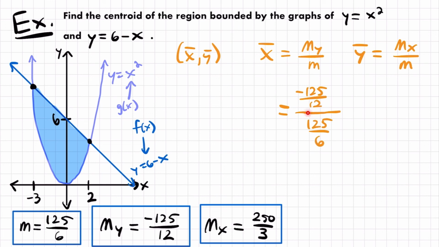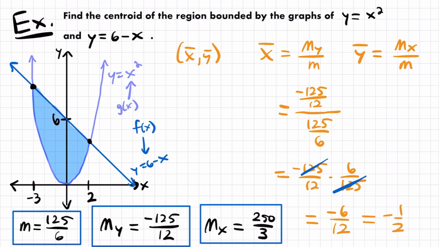But remember, dividing by a fraction is the same as multiplying by the reciprocal of that fraction. And so this is equal to negative 125 twelfths times 6 divided by 125. Now the 125 in the numerator and the denominator will cancel out. And so this is equal to negative 6 twelfths, which reduces to negative 1/2. And so x bar is equal to negative 1/2. And so far our centroid will be negative 1/2. And then let's find the y coordinate, which is y bar.